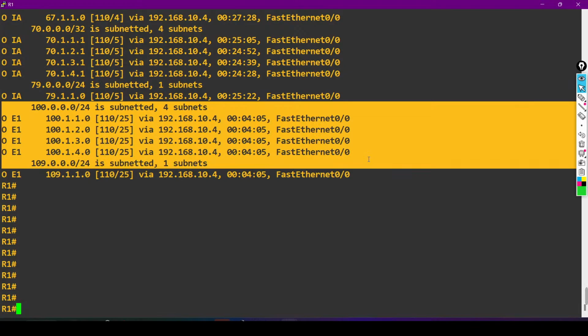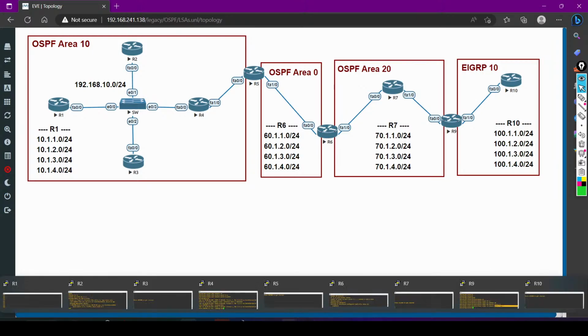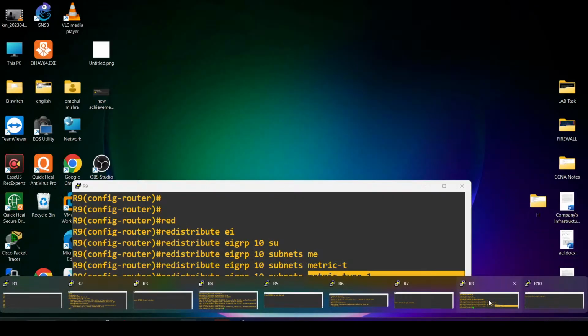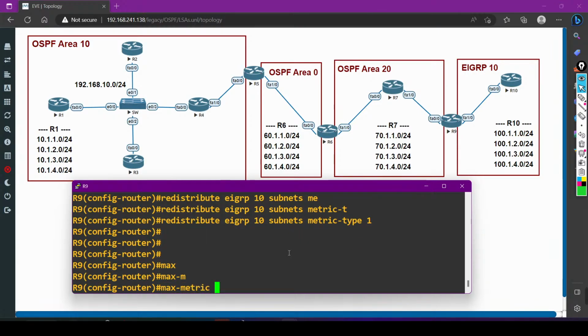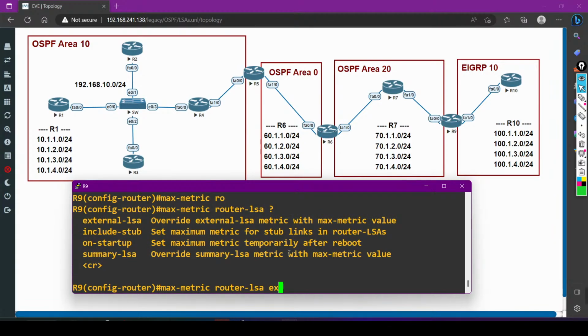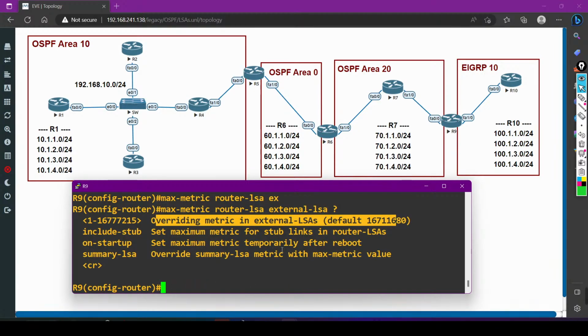Yes or no? Now on router number 9, can anyone Google how we can change the seed metric? Checking, sir. Max metric router LSA, external LSA. No. Yeah, please check the command. Can anyone tell me the command?